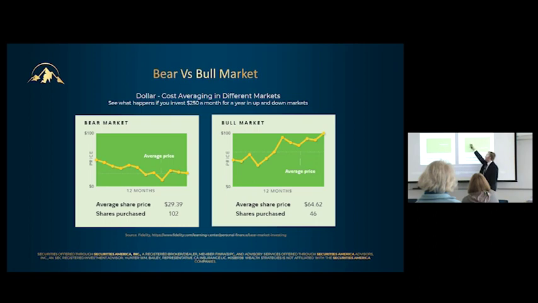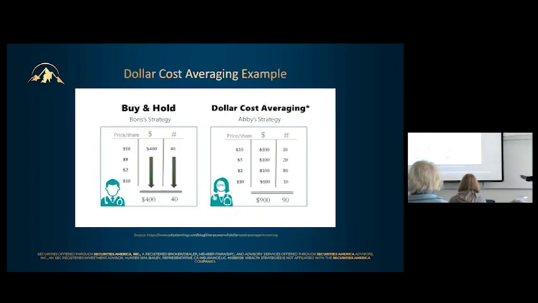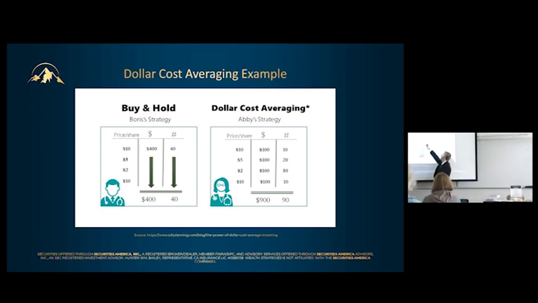Because again, as the prices drop in short-term price fluctuations, you're going to be buying more shares. In the bearish example, you can see that you purchased 102 shares with an average share price of $29.30. And in the bull market, you bought 46 shares at an average of $64.62. So that's one of those tools that you can use. So here again, you can see some results from dollar cost averaging, where you have different prices at different times. And you can see that when you invest the same flat dollar amount, you'll get more shares.